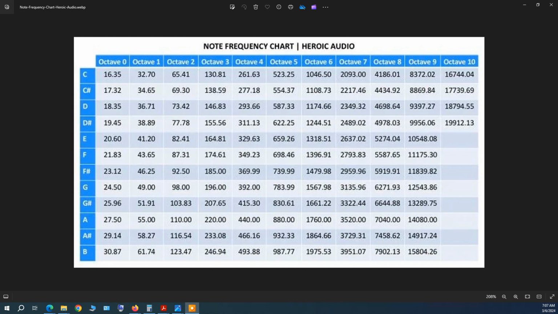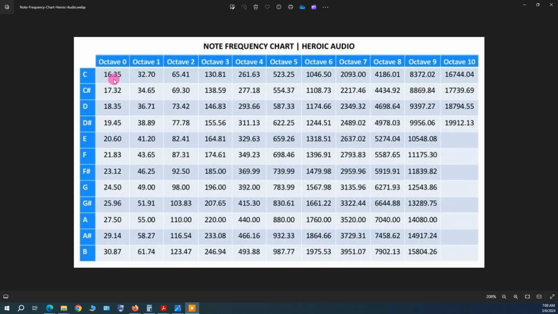Let's take a look at some law of vibration basics. Let's take a look at it from a price perspective. What I'm showing here is a note frequency chart. You can see the notes on the left, top to bottom, C, C sharp, D, D sharp, all the way down to B. And then the octave from low to high going across, covering a range of 10 octaves.